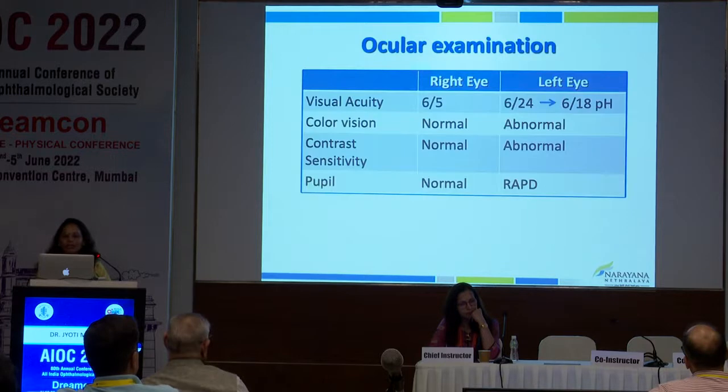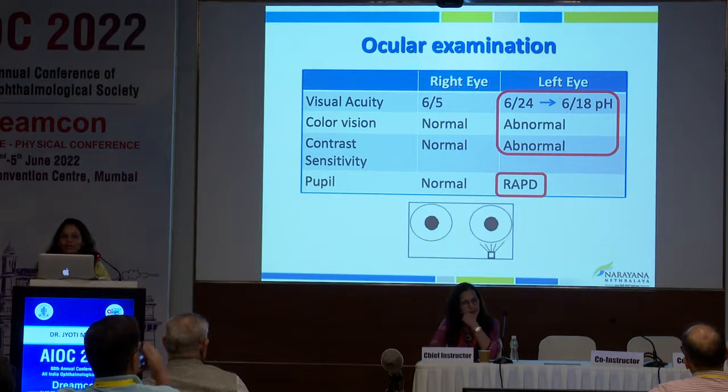Ocular examination showed decreased vision, abnormal color vision and contrast, and RAPD, which is relative afferent pupillary defect. Very, very important. That's pathognomonic of an optic nerve problem. Look, as you switch the light from the right eye to the left eye, the pupil appears to dilate. That's because of the decreased pupillomotor impulse due to an optic neuritis in this case.